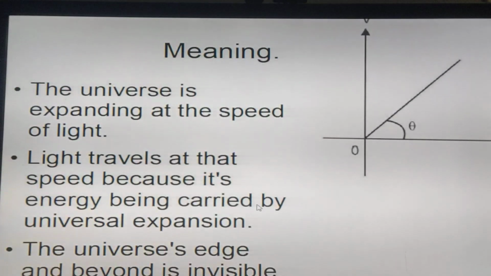This tends to indicate that the universe is expanding at the speed of light, at a constant speed. It might also tell you that the speed of light is that particular number because the energy is being carried by universal expansion. Regardless, because of this, the universe edge is invisible to us, and anything beyond it is invisible also.